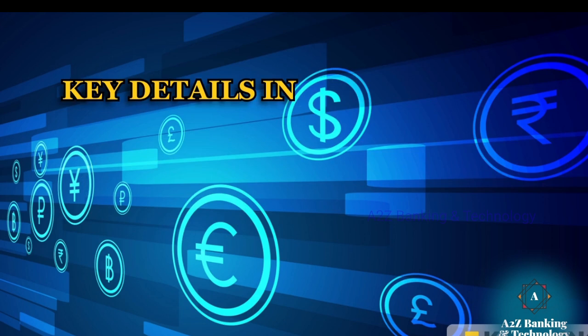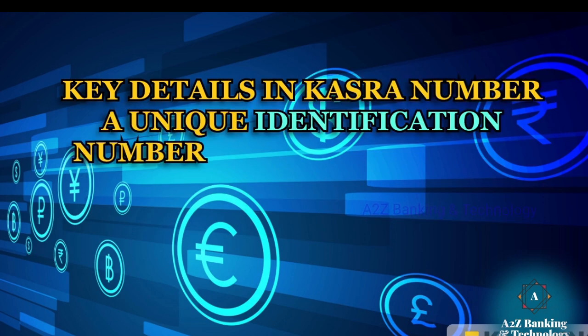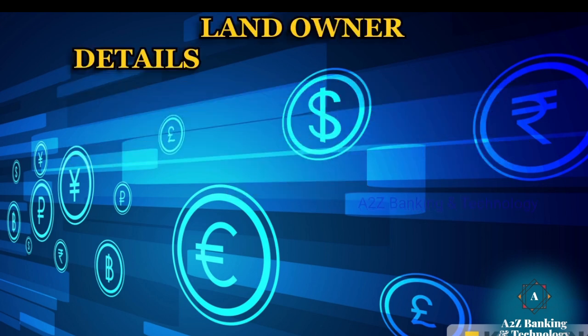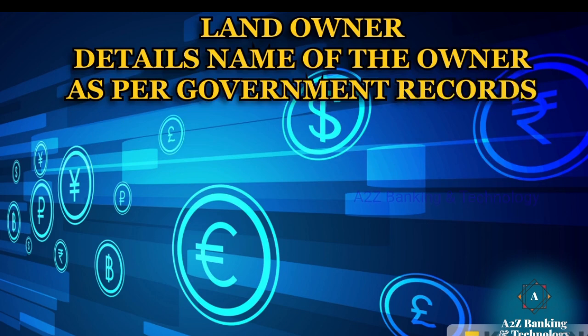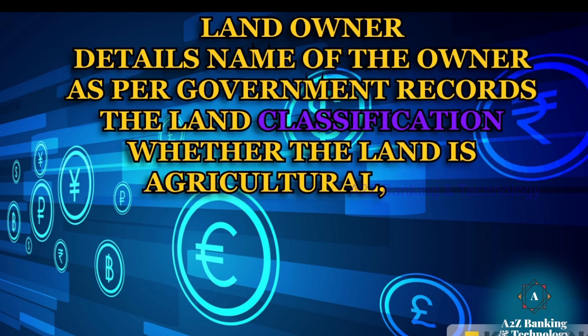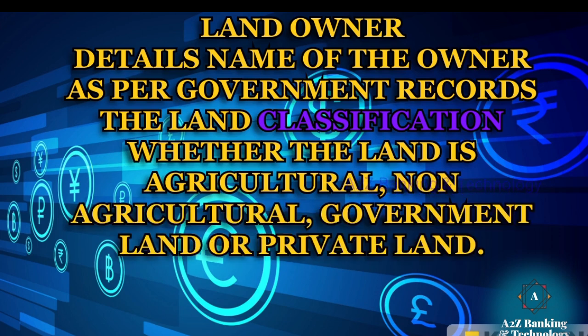Key details in Khasra: Khasra number, a unique identification number assigned to a piece of land. Landowner details, name of the owner as per government records. Land classification, whether the land is agricultural, non-agricultural, government land, or private land.